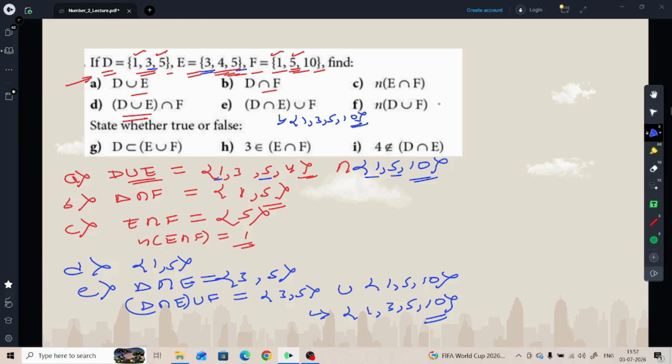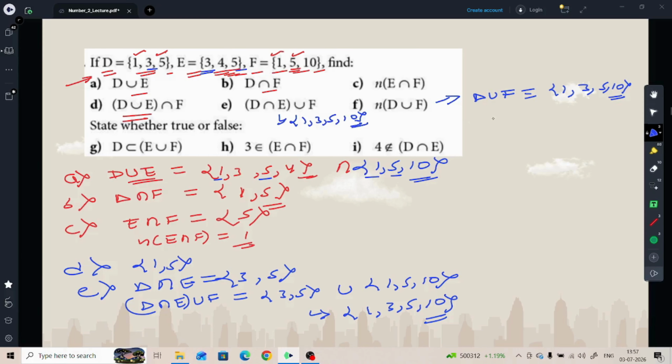Okay, for this question. And then it is asking you the number of elements in D union F. Okay, so D union F we haven't calculated yet, so we can calculate it. D union F will be 1, 3, 5 and 10. 4 elements are there.